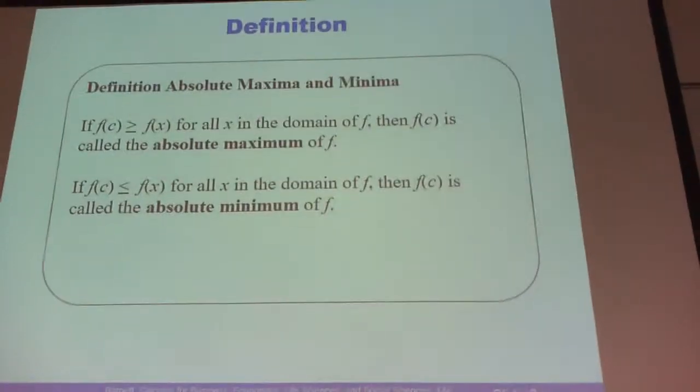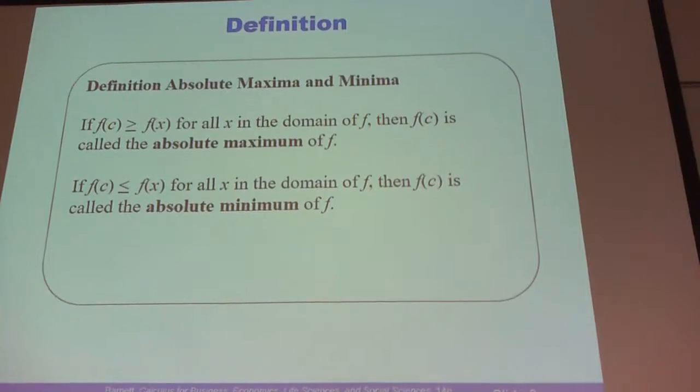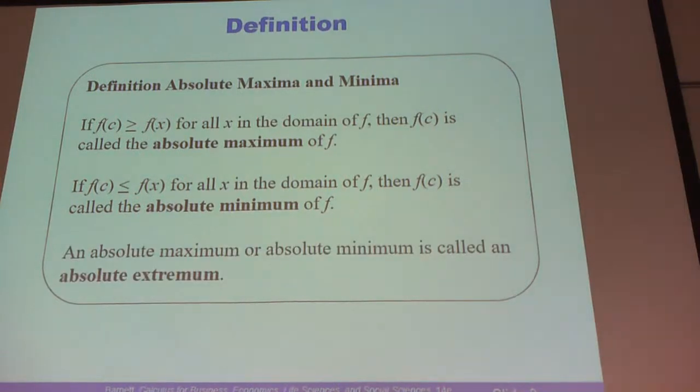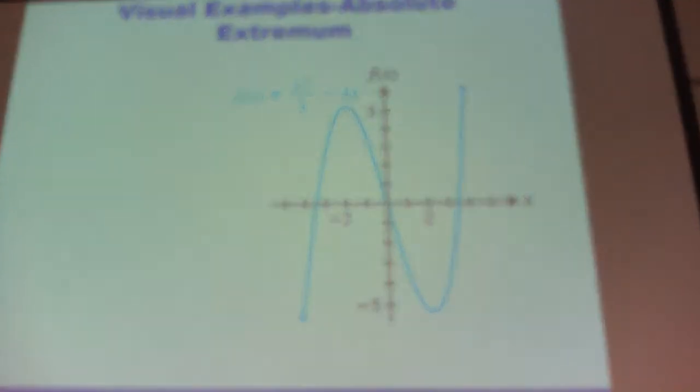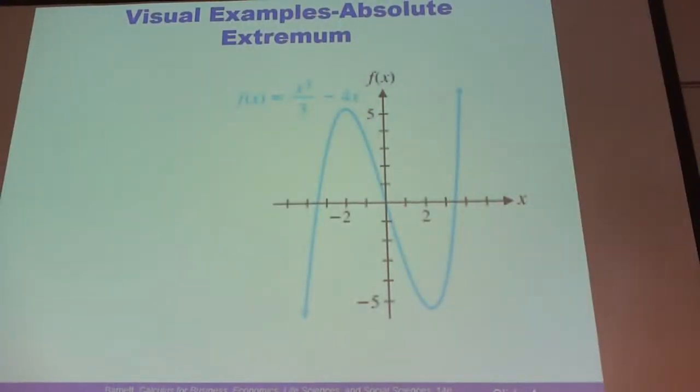So the definition of absolute max and absolute min: if f of c is greater than or equal to f of x for all x in the domain of f, then f of c is called the absolute max of f. If f of c is less than or equal to f of x for all x in the domain of f, then f of c is called the absolute min of f. But again, we'll give you some concrete visuals and explanations. So an absolute max or absolute min is called an absolute extreme. Okay? So let's say we're looking at this graph. We're going to just look at graphs. We'll do work later, but now we're just going to kind of look.